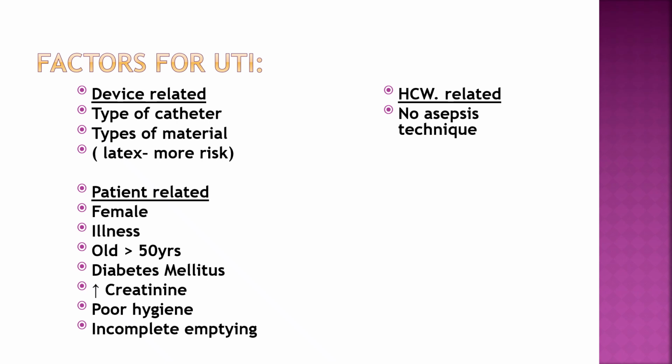Then patient related. So female patients are more prone for the urinary tract infection. Then if illness is present, the fever or any other infection, then it is causing urinary tract infection. Old age, that is more than 50 years of age, are more predominantly involved in UTI. Then patient having diabetes mellitus, raised serum creatinine, poor hygiene of the genital tract, or incomplete emptying. So these are the patient related factors.